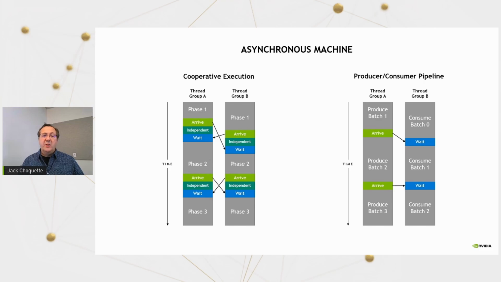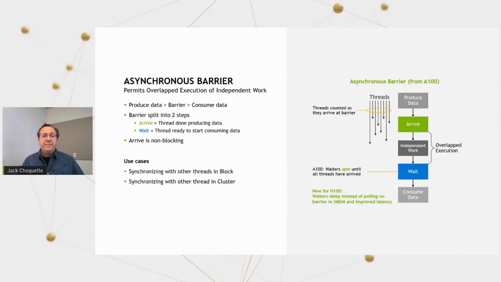In the producer-consumer model, all threads operate in a decoupled manner. After the producer produces the first batch of data, it arrives and immediately starts producing the second batch of data. For the consumer, when the data it needs is available, it immediately starts to consume the data without any unnecessary synchronization. As you can see, an asynchronous design approach can lead to much more efficient parallel execution.